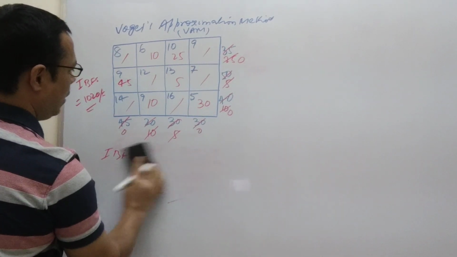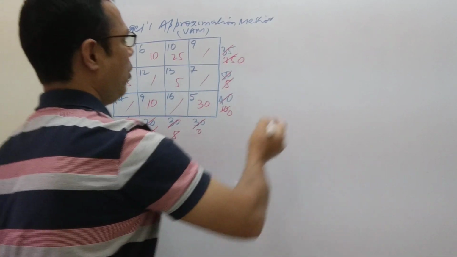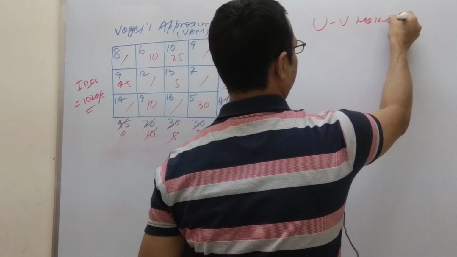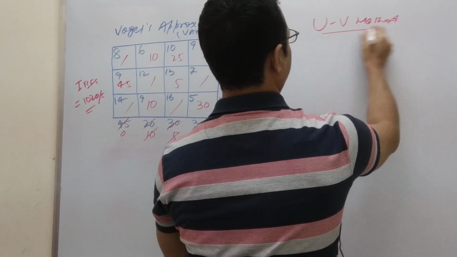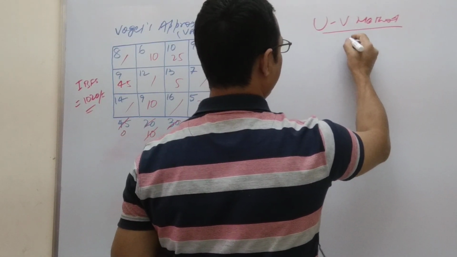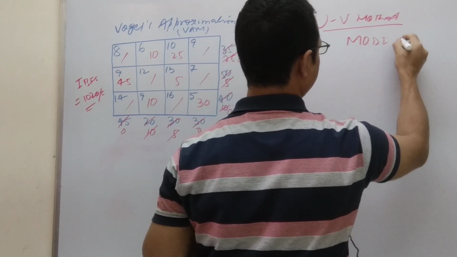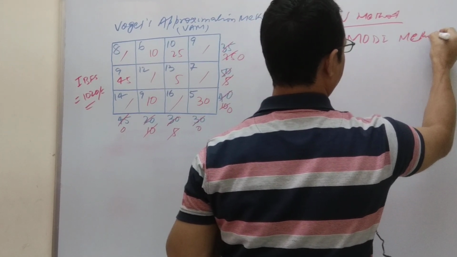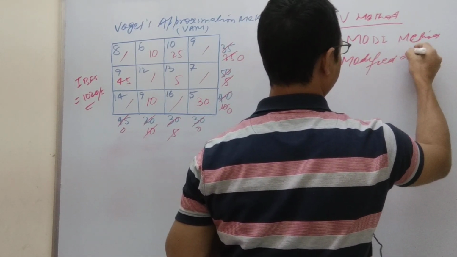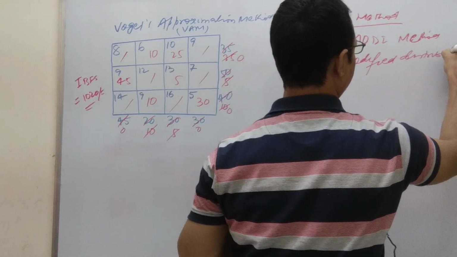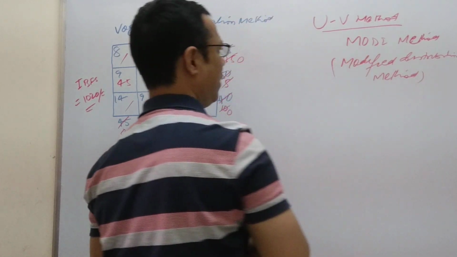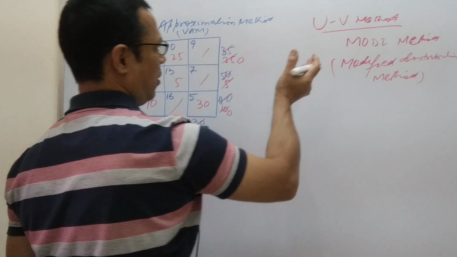Okay, so we have got this result by applying it. Now I am going to apply the UV method. The UV method is a very easy, very simple method, and generally we also call this method the MODI method. MODI method is nothing but the modified distribution method. So the UV method and MODI method are the same.